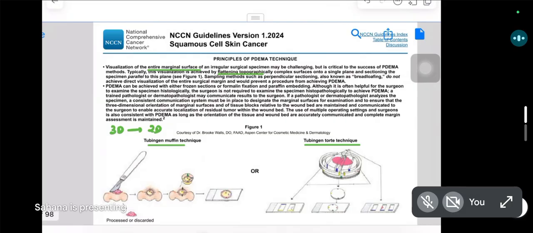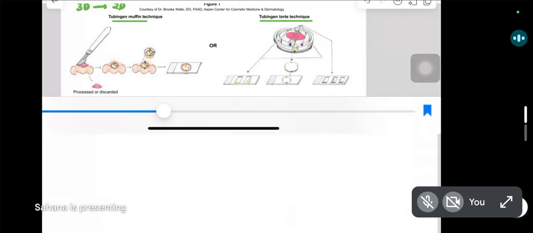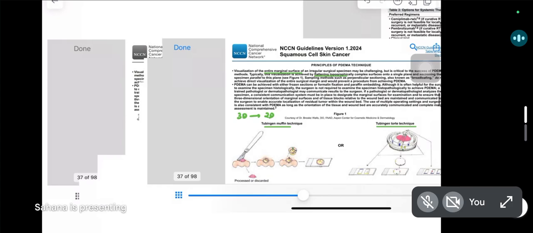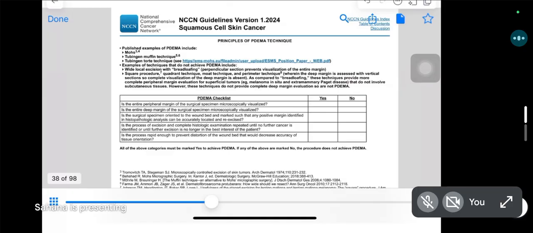Then you will mention these three techniques. Then there is a checklist. They have just mentioned one checklist here. What were the examples? Most Tübingen muffin, Tübingen torte technique, versus the other things that we do: the shave, bread loaf, perpendicular sectioning, quadrant technique, square procedure. These are not PDMA. They are others where you cannot visualize all the margin at a time. You have to separate them as quadrants and orient them in a way that in a single slide or section you cannot visualize all the margin.